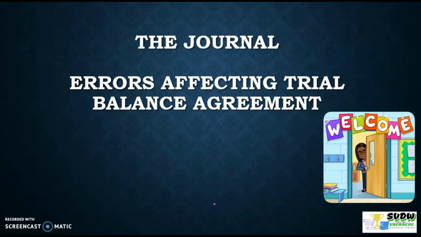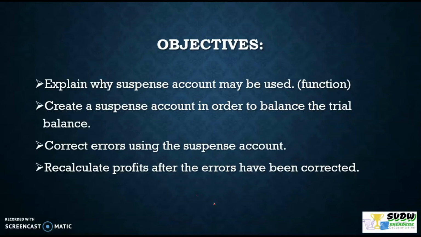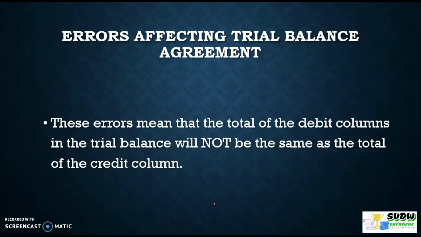Today we will be looking at the general journal, errors affecting trial balance agreement. At the end of the lesson, we should be able to explain why suspense accounts may be made, its function, create a suspense account in order to balance the trial balance, correct errors using the suspense account, and finally, recalculate profits after the errors have been corrected.